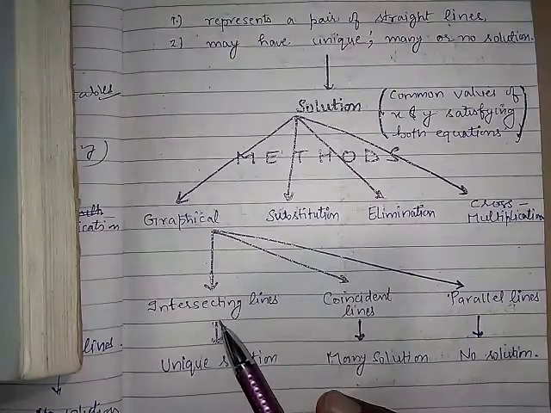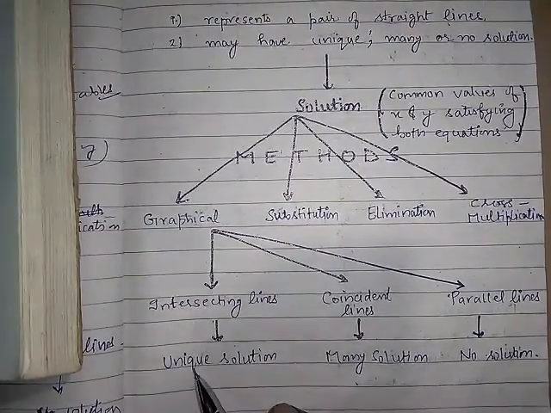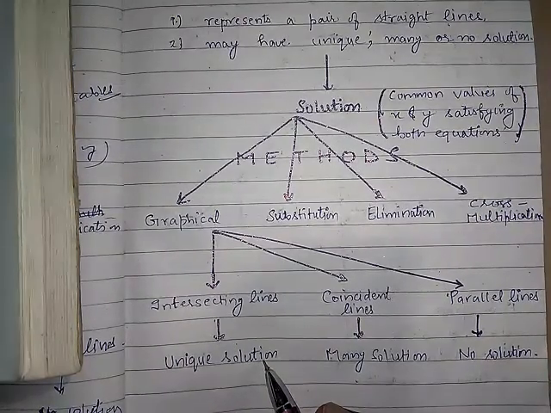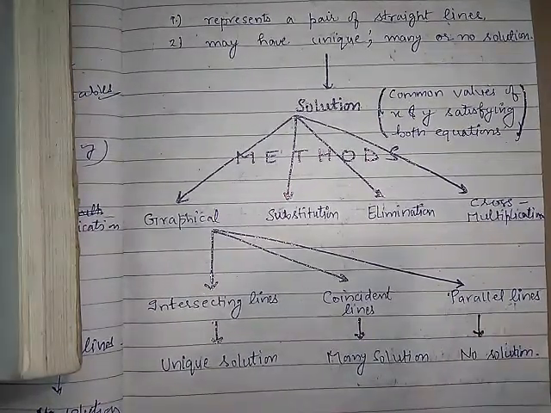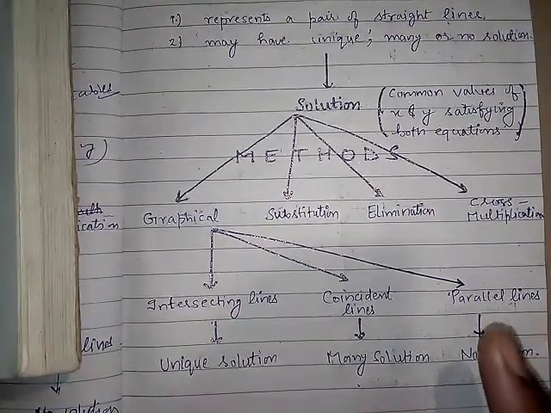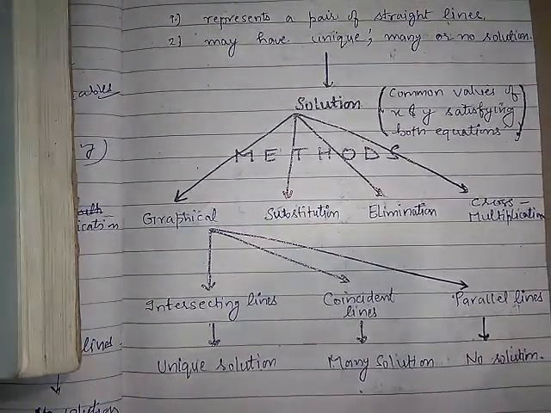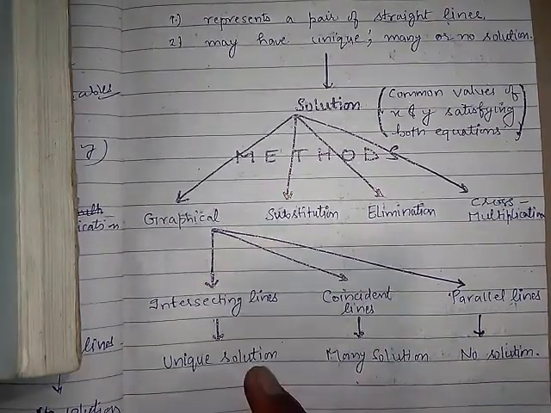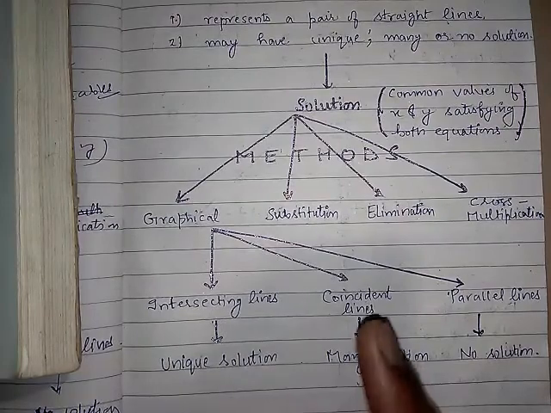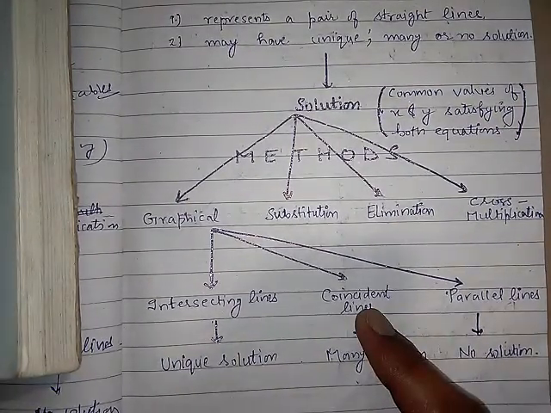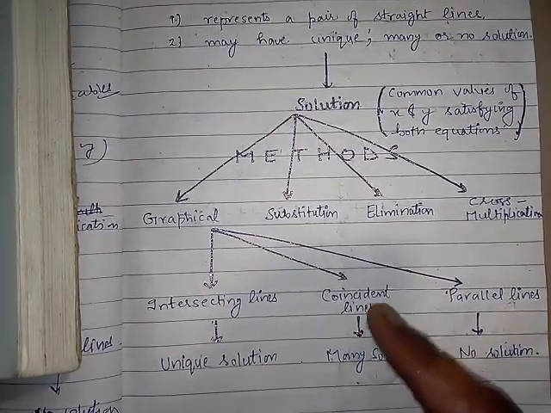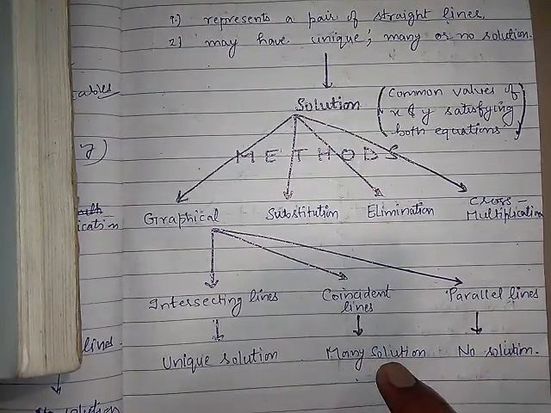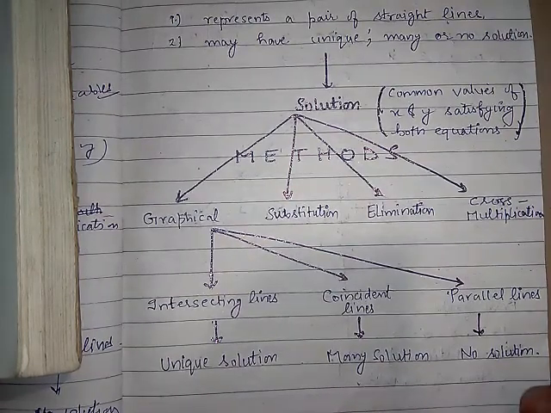In case of intersecting lines, the system of linear equations in two variables will have a unique solution. Unique means one solution, that is, one value of x will be there, one value of y will be there, which will satisfy both the given equations. So that is the meaning of unique solution. Unique means one, right? Now come to the next one, coincident lines. In coincident lines, the system of equations will have many solutions, or you can say infinitely many solutions, right?